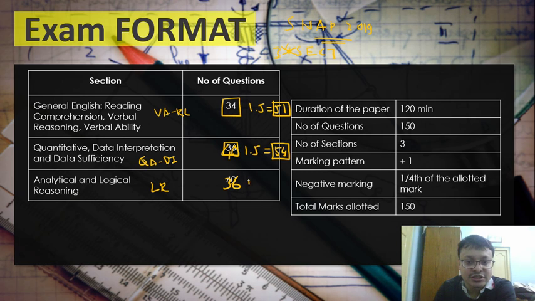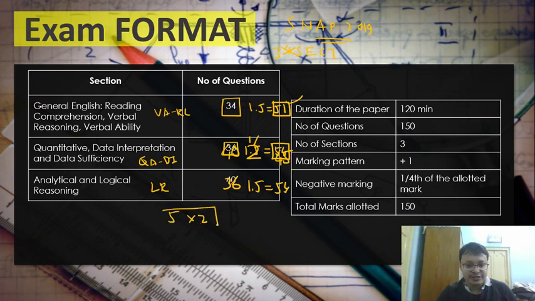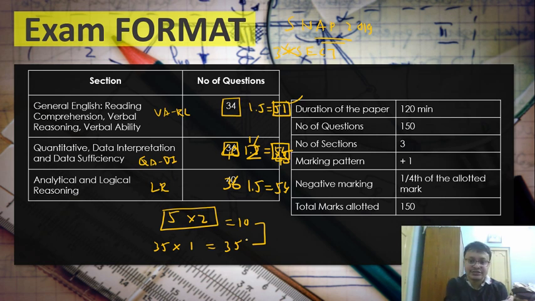The QADI section has 40 questions, but here the questions are of 1 mark or 2 marks, which is a total of 45. So 51 is the total marks weightage for VRC, 54 for LR, and when it comes to QADI, you have 5 questions in the 2 marks category, that is special questions, and for the rest 35 questions you have the 1 mark category, a total of 45 marks in the QADI section.